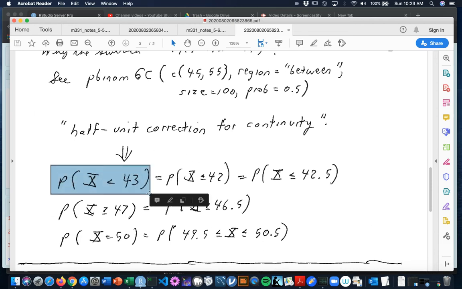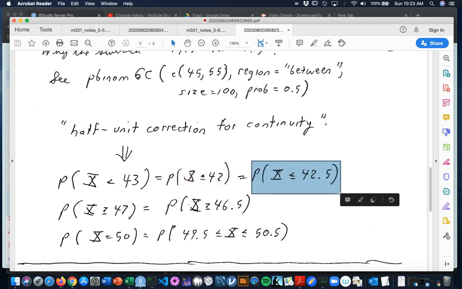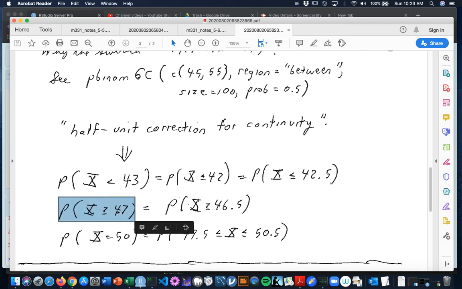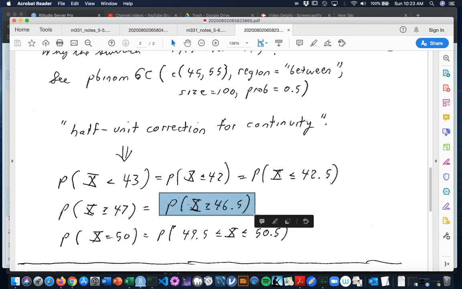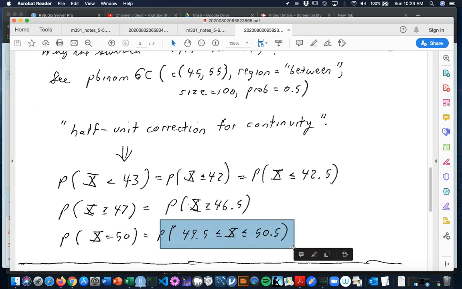Like if you need the chance of less than 43 heads, then you want to include the chance for everything up to and including 42 heads. So make sure you include the 42 rectangle. Or if you want the chance for bigger than or equal to 47 heads, make sure you include the 47 rectangle. If you want the chance of 50 heads, make sure that you get the 50 rectangle. So you've got to go from 49 and a half to 50 and a half.